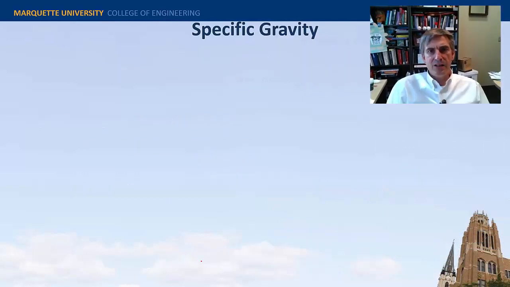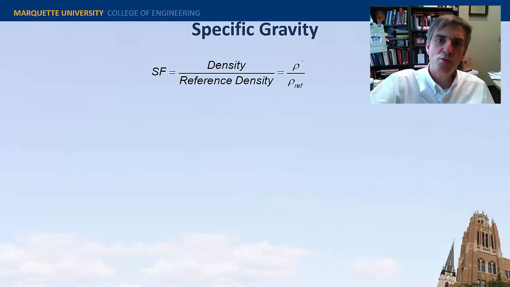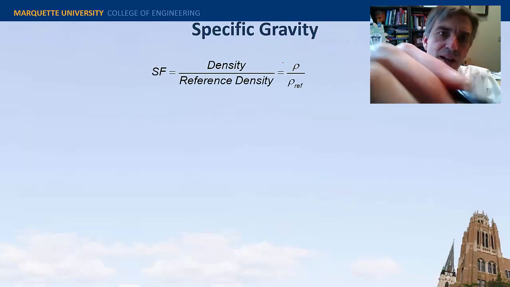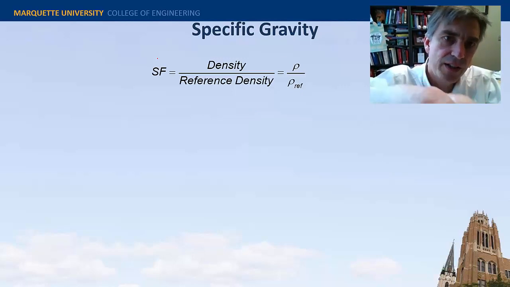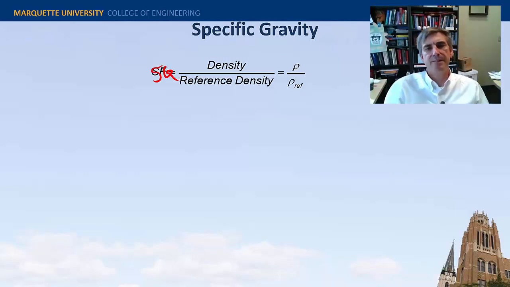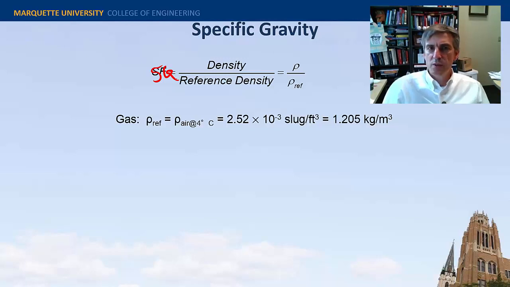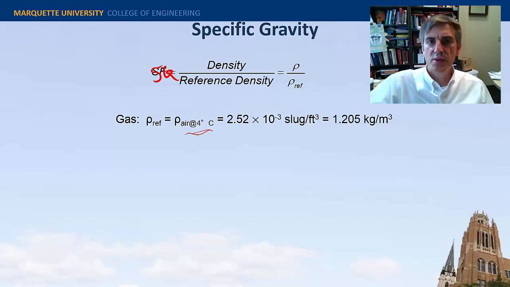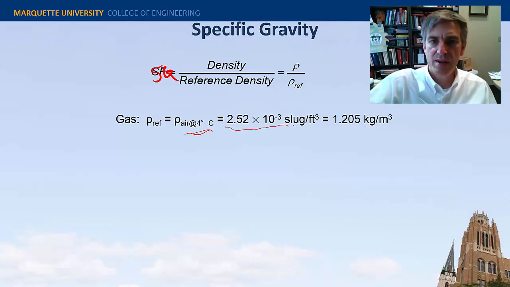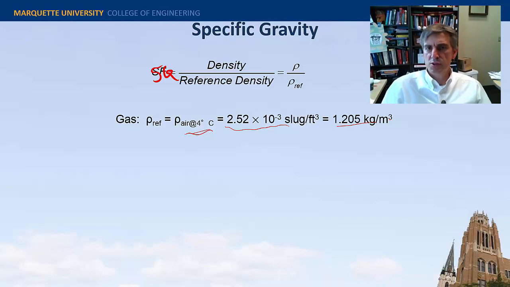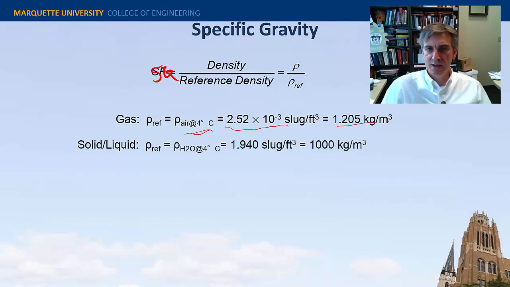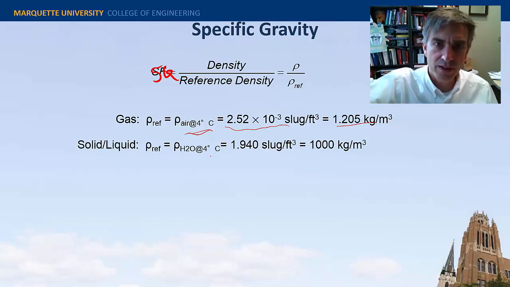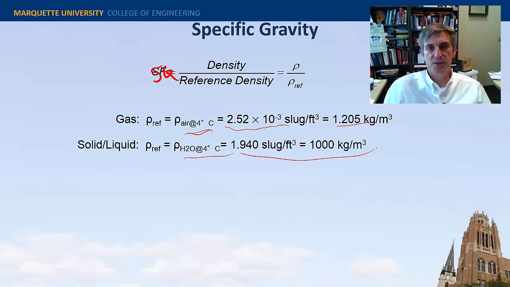All right, the last one I want to talk about is specific gravity. That's a density over a relative density or a reference density. That's the specific gravity. This should be SG actually. SG, sorry about that. And the reference density for a gas is air at 4 degrees Celsius. So that's either 2.52 times 10 to the minus 3 slugs per foot cubed or 1.205 kilograms per meter cubed. And the reference density for a solid or a liquid is that of water at 4 degrees C. And there are the values there.